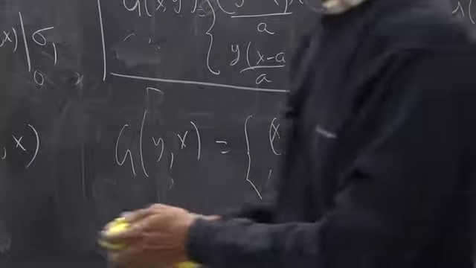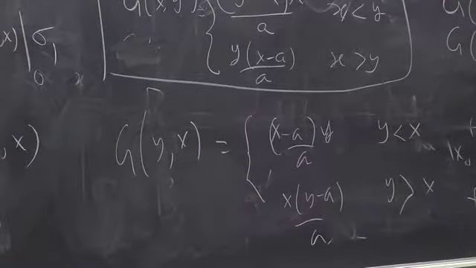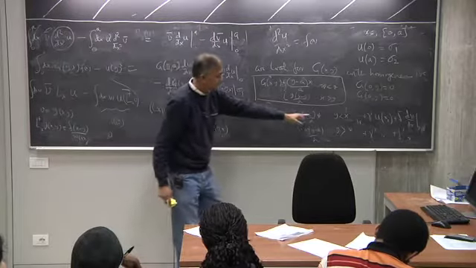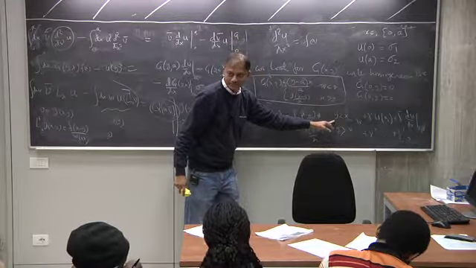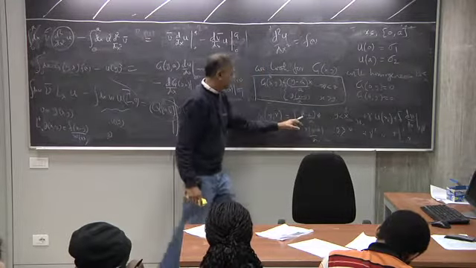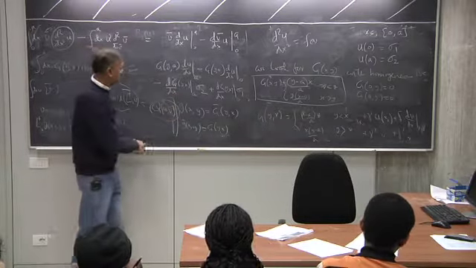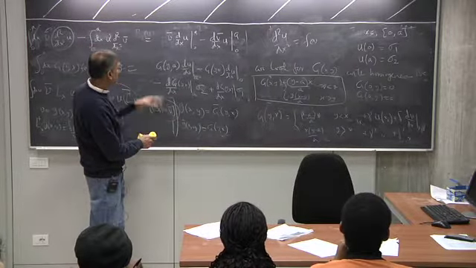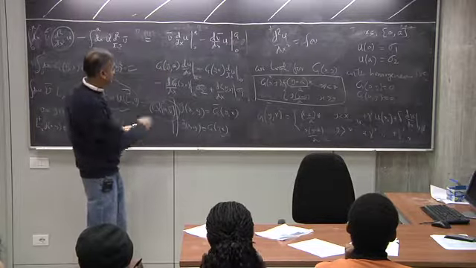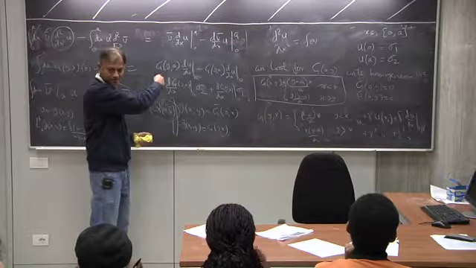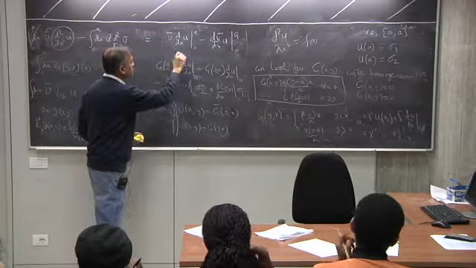So let us see. Here you see x is equal to a. We are in this situation because x is greater than y, correct? But at x equal to a, this vanishes. No, sorry, this one, the first one, this vanishes. So this guy is 0.